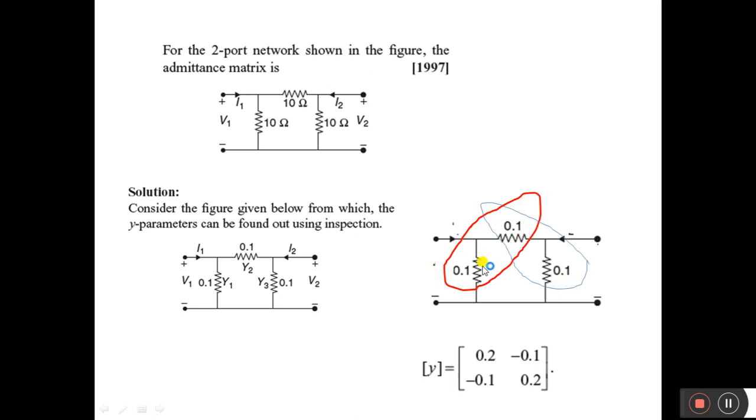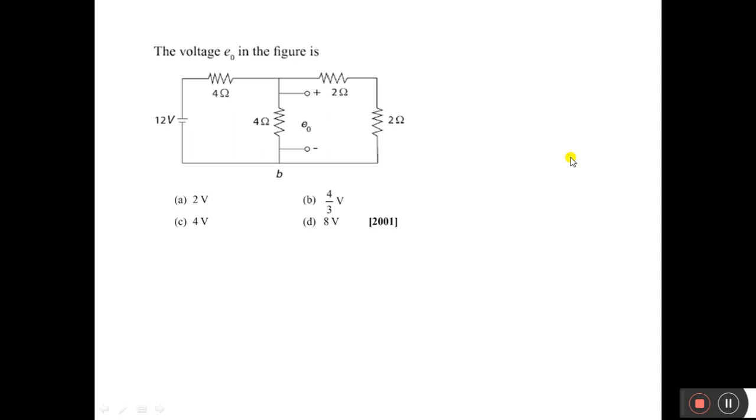Add these two values, common value 0.1. So don't forget to put minus. In the Z parameter, no need to put minus, but here you need to put minus, right? And this one was asked in 2001. I think the time is running.